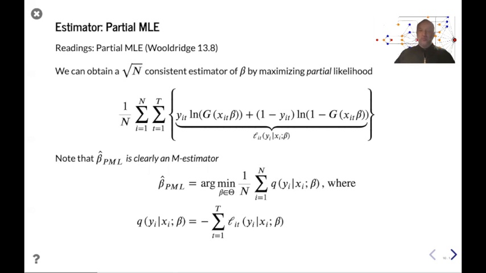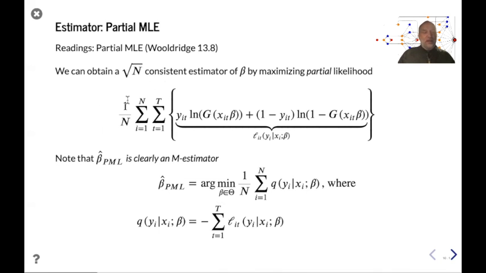What we can do with that is we can still obtain a root-n consistent estimator of beta by maximizing the partial likelihood. It's called the partial likelihood because it's not really the full likelihood for the entire sequence. We are not making assumptions about how these things are correlated. We're just making assumptions about all the marginal distributions.